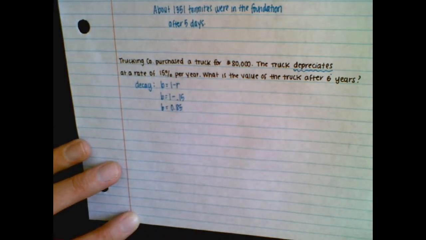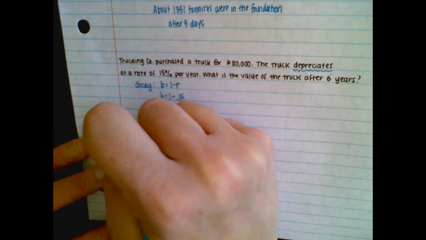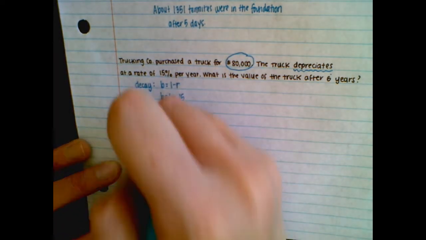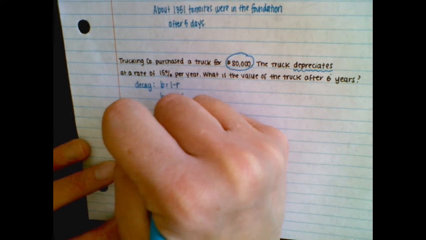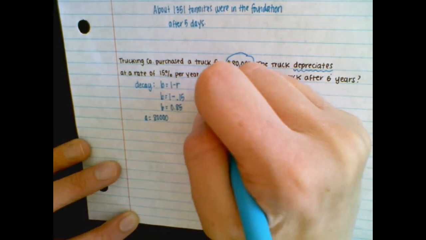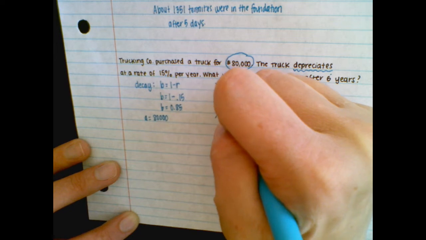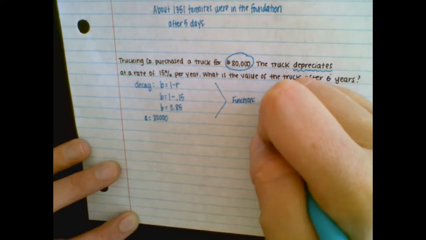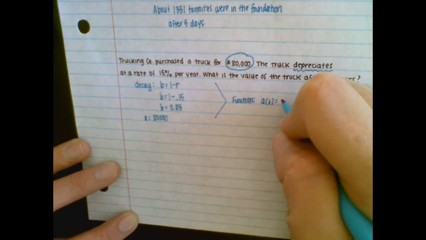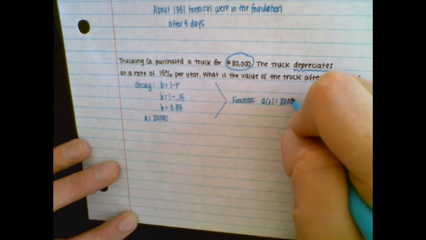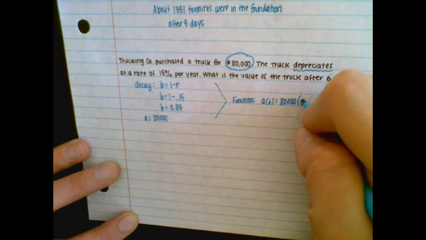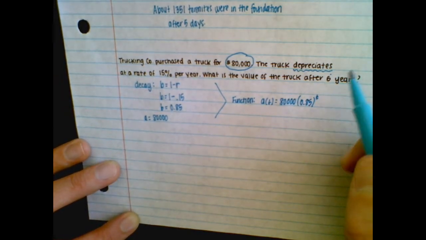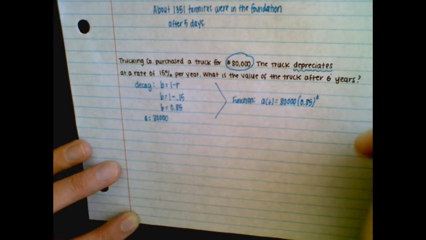Then I need to know what my a value is. Well, the a is the initial or the starting value. So my starting value of my truck was $80,000. So my function here, and again you can use whatever variables you want, but I'm going to use A of t, is our a value of 80,000 times the b value of 0.85. And again, I'm going to raise that to the t because we're talking in terms of years here.